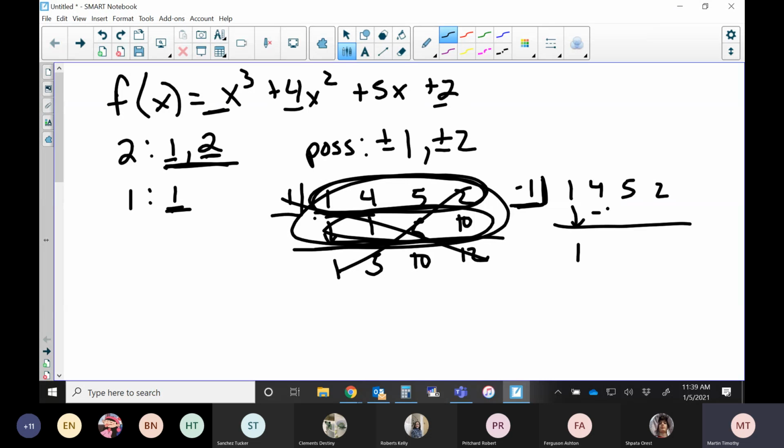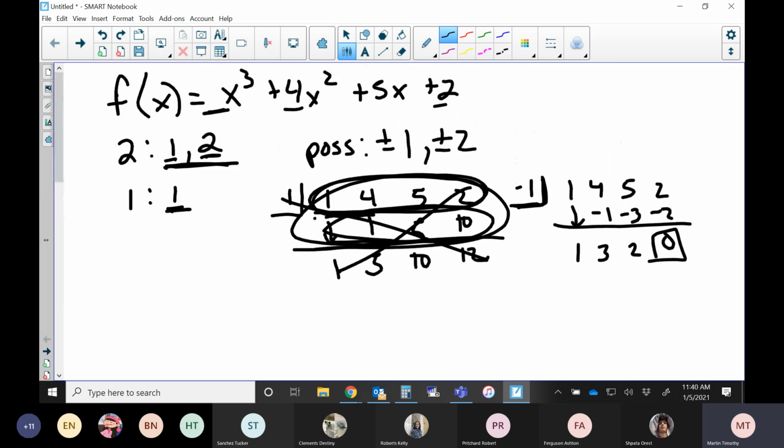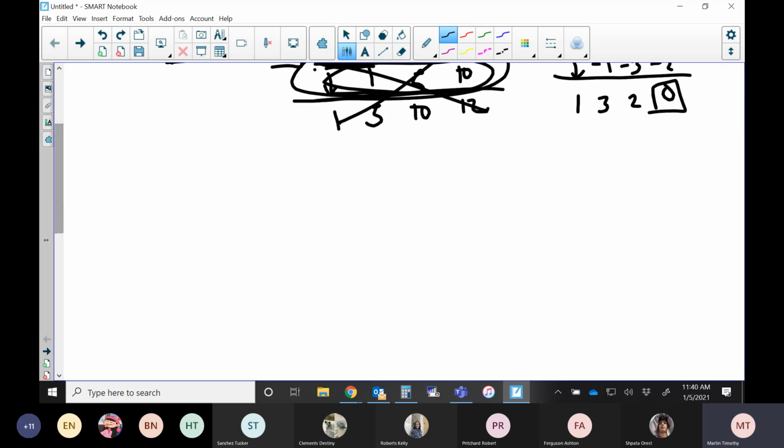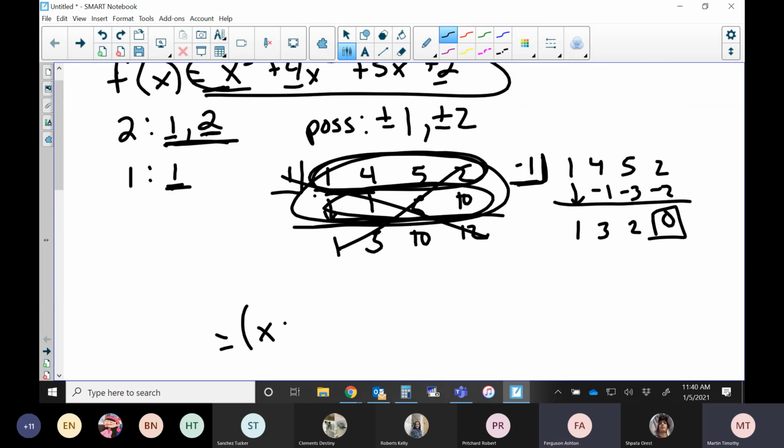1, -1, 3, -3, 2, -2, 0. Ding, ding, ding. We got a winner. So what does that mean? Instead of rewriting this whole thing in standard form, I can rewrite it as X plus 1 times then what? X squared plus 3x plus 2. Beautiful, bud. Very nice. Thank you so much. Welcome.